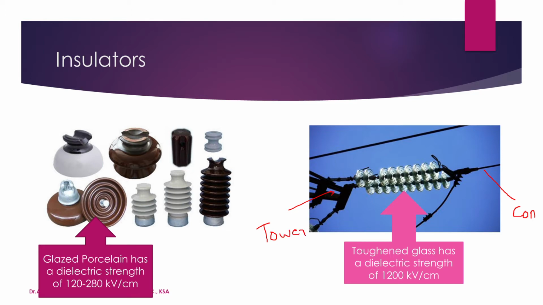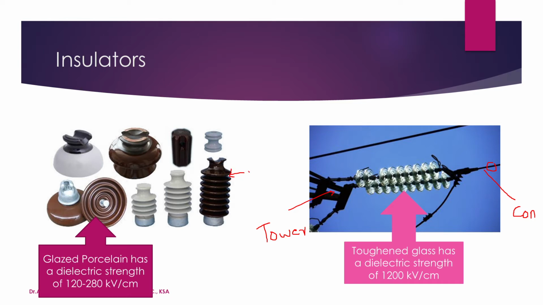Now this is a bare conductor. You cannot directly connect this bare conductor to the tower. If you connect it, the tower will also come to the line potential. So if you touch the tower, you will get a shock. In order to avoid this, we use an insulator. So in between the tower and the conductor, we have the insulators. Each one of these is called an insulating unit.